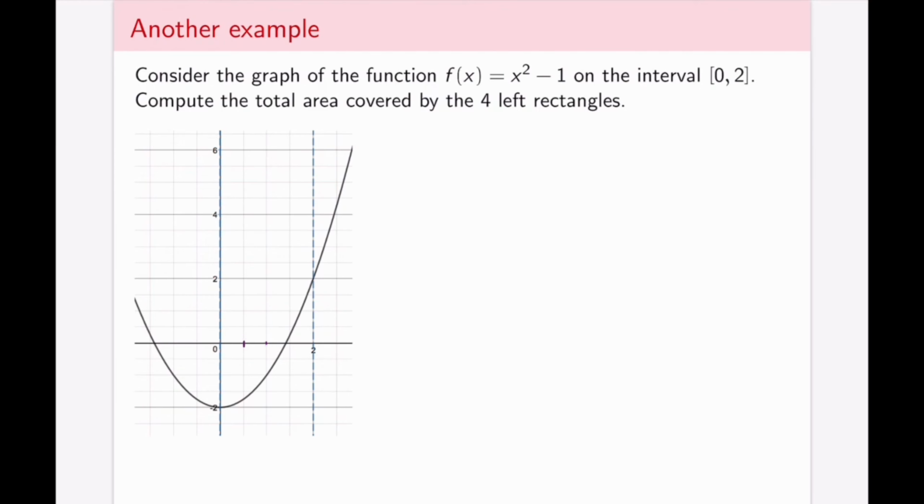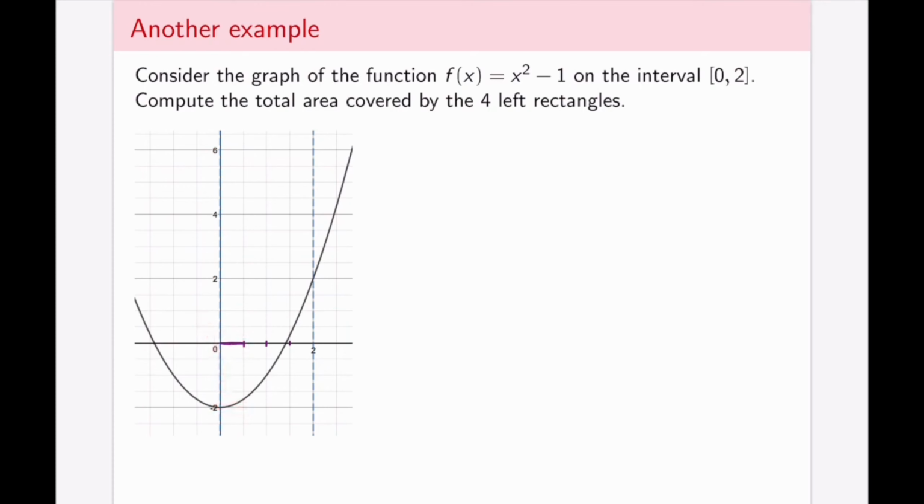I still have 4, so I'm still splitting my interval into the exact same 0.5, 1, 1.5, and I'm going to construct left endpoint rectangles. So for the first one, from 0 to 0.5, I'm going to use the left endpoint to go to the function and construct the rectangle that spans my chosen subinterval.